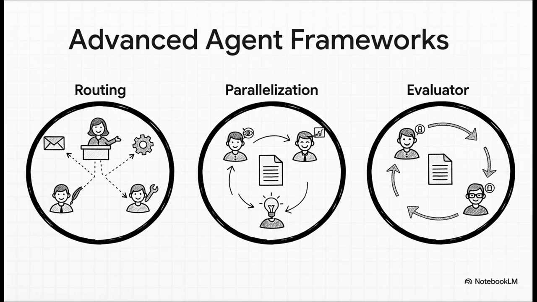Like you could have a routing agent that's basically a receptionist for your support tickets, sending them to the right person. Or you could use a parallelization framework to have a bunch of agents look at a problem all at once, from different angles. You can even create an evaluator framework. It's like a writer-editor team. One agent writes, the other one checks its work, and they go back and forth until it's absolutely perfect.